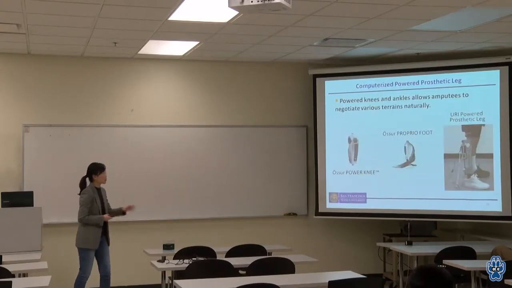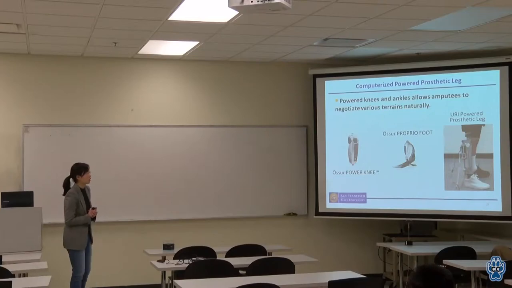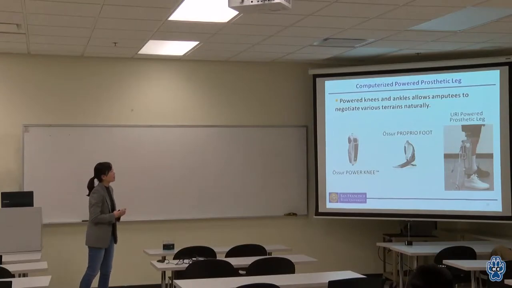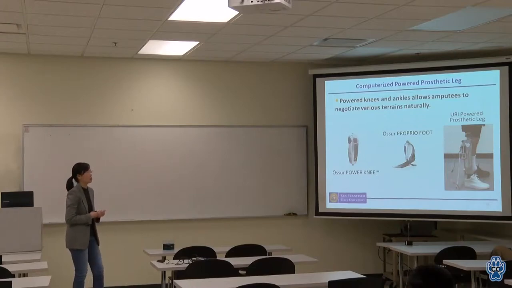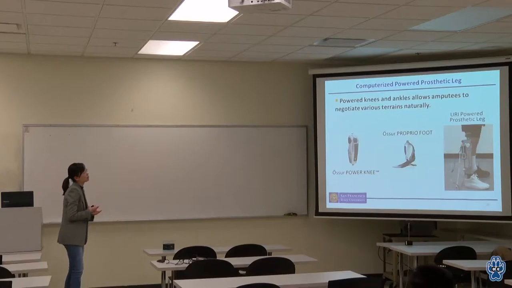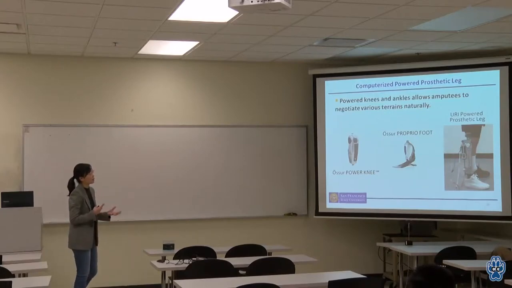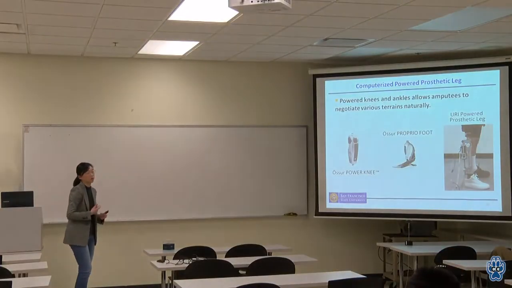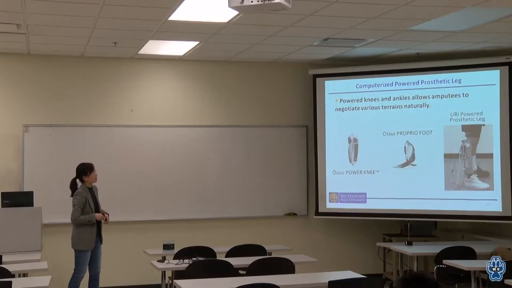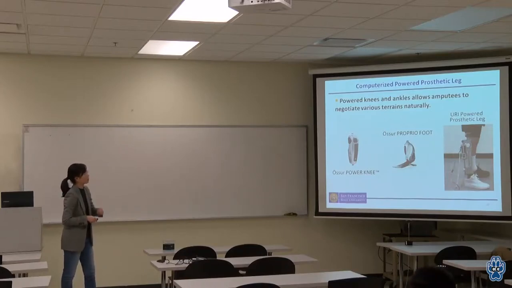Okay. We just talked about upper limb control, and there are already commercially available devices. But for lower limb control, there are already computerized powered prosthetic knees and ankles developed and commercialized, which allow amputees to negotiate different terrains naturally, perform natural gait patterns on level ground, and also do stair ascent, descent, or ramp ascent. These are two photos from a company called Össur. This is a prosthetic knee and ankle developed by this company.